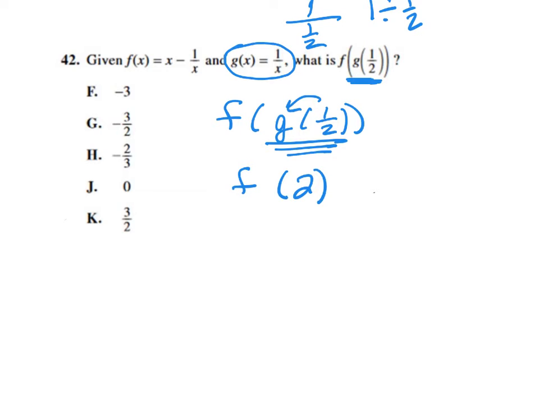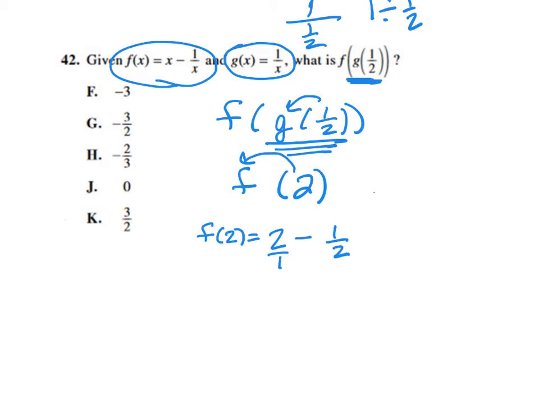Now we're going to take 2 and plug that into the f function. And here's the f function. So f of 2 now would equal, we plug 2 in wherever we see an x. 2 minus 1 over 2. So this would be 2 minus 1/2. If I get a common denominator, I multiply the numerator and the denominator by 2. So that would be 4/2 minus 1/2 equals 3/2.